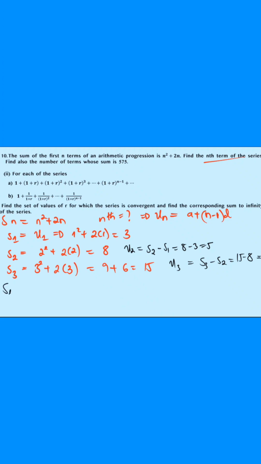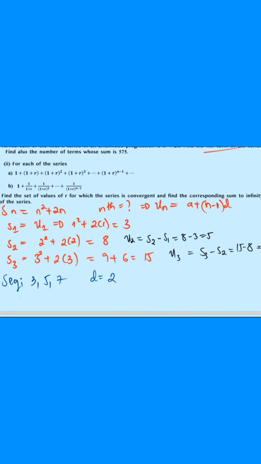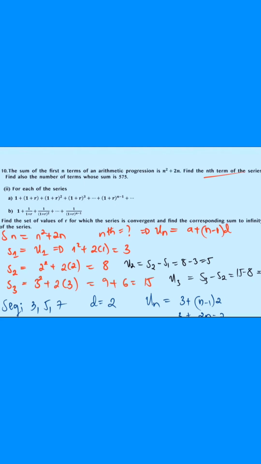Our sequence would be 3, 5, 7, and we can definitely see a pattern. The common difference is 2. And finally, the nth term is going to be 3 plus n minus 1 times the common difference of 2, which is 3 plus 2n minus 2, so 1 plus 2n. That's our nth term.